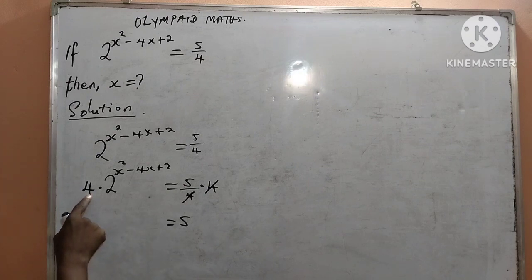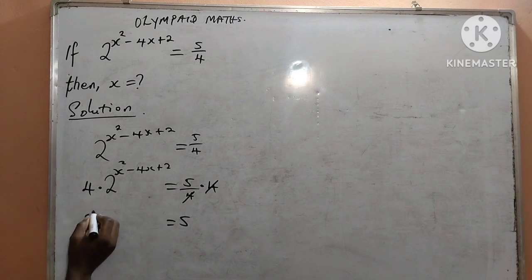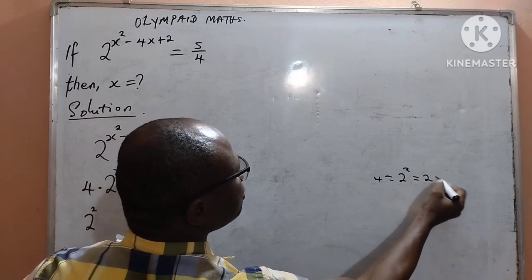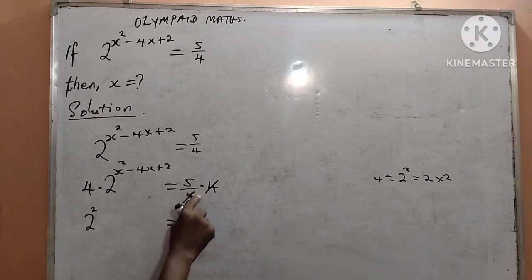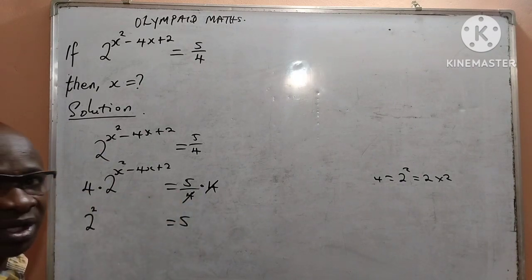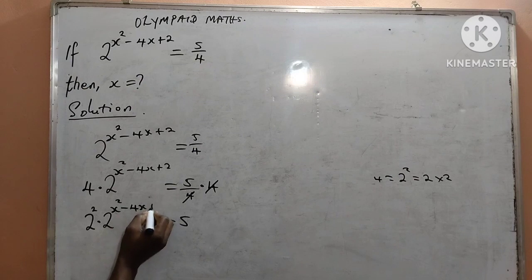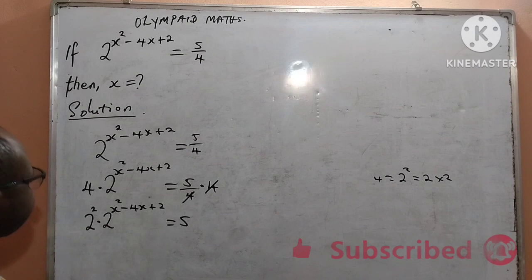Also, on the left hand side, you will see that the 4 can be written in index form. Since this one is in base 2, I will also write 4 in base 2. That is going to give me 2 to the power of 2. That is, 4 is equal to 2 raised to the power 2, which is 2 multiplied by 2. That is why I used 4 to multiply both sides. Cancelling out this and putting this in base 2, now I have 2 squared multiplied by 2 raised to the power x^2 minus 4x plus 2, equal to 5.